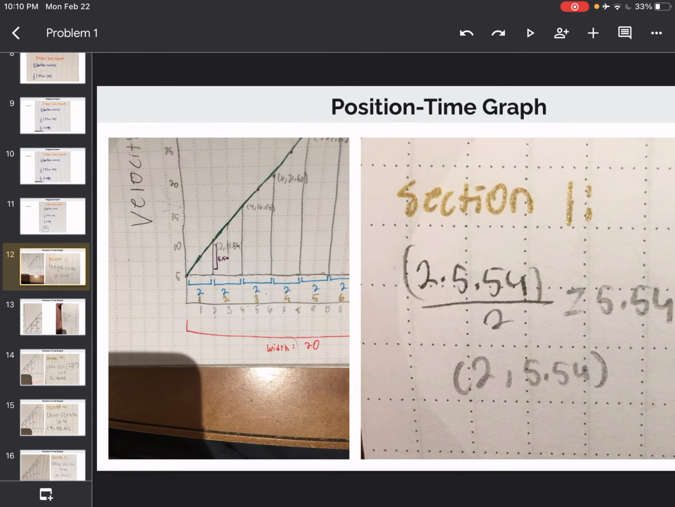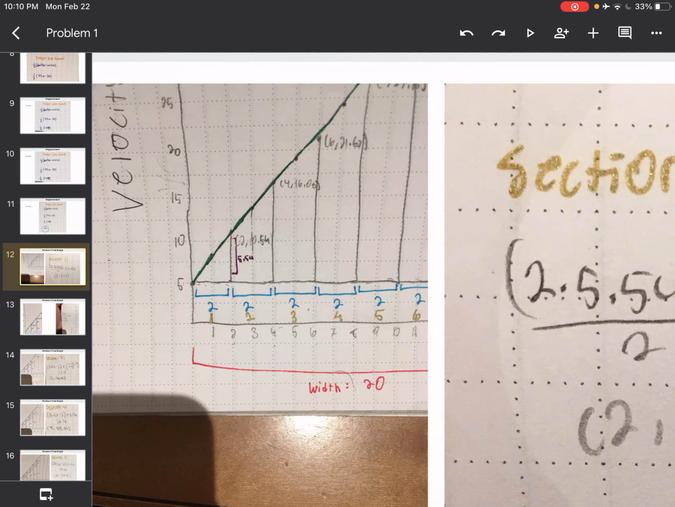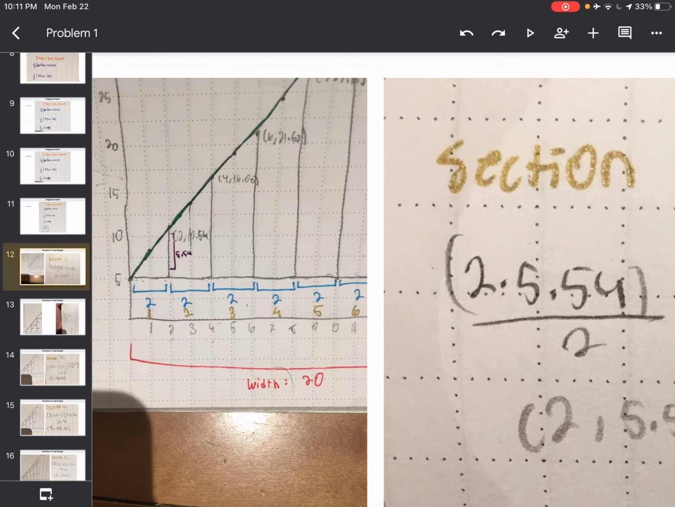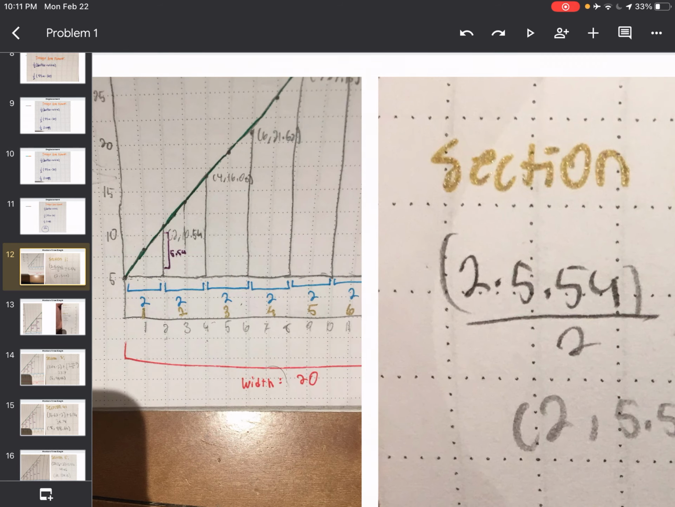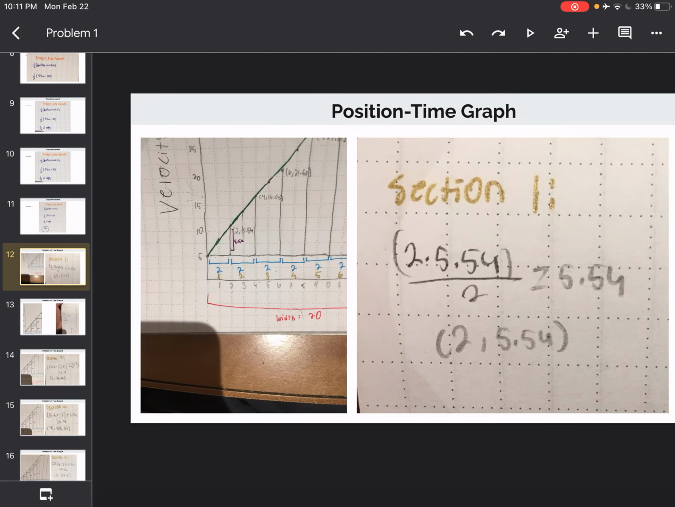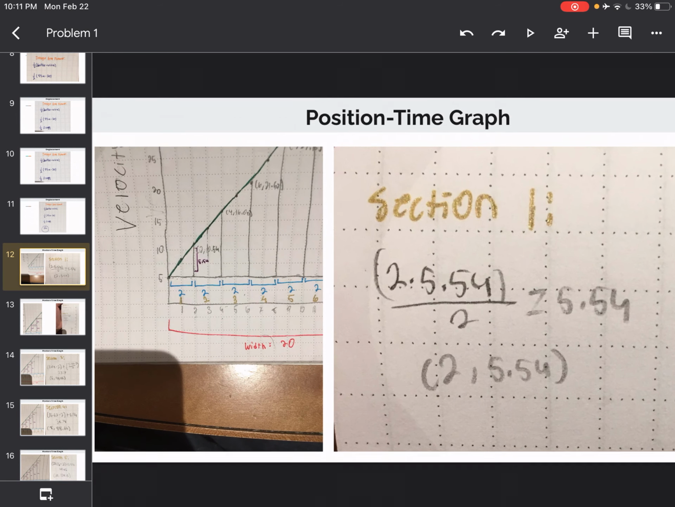Now we need to work on a position time graph, and how we're going to do this is similar to calculating the total displacement, but we're going to make trapezoids. We're going to divide it into 10 sections of 2 seconds each, and then calculate the area under the curve in each of these sections in order to find the coordinates for a position time graph.